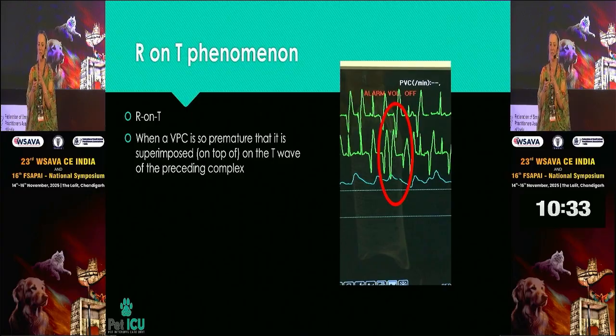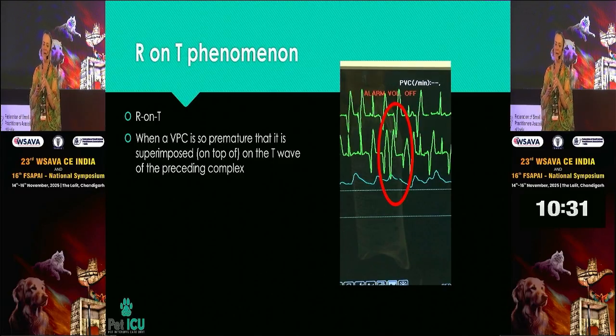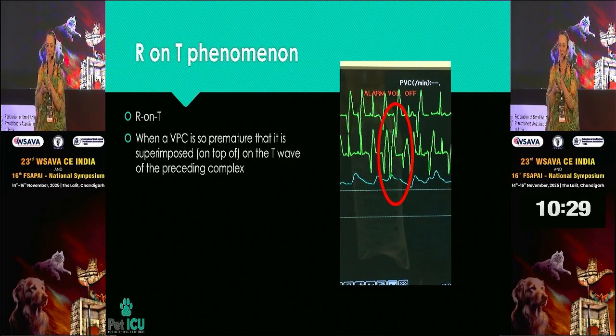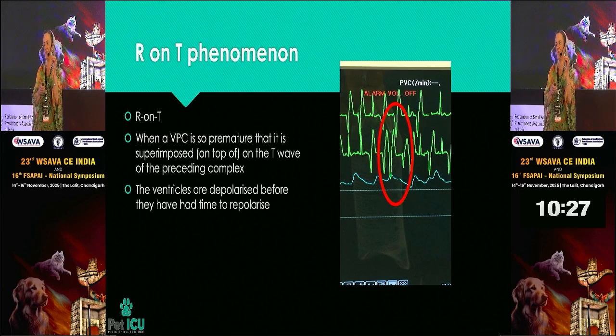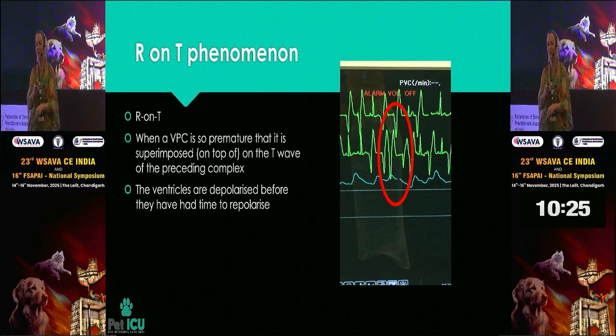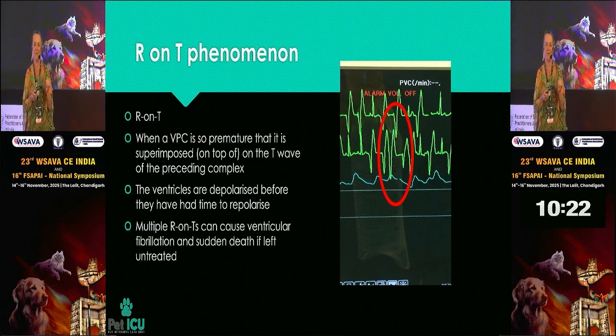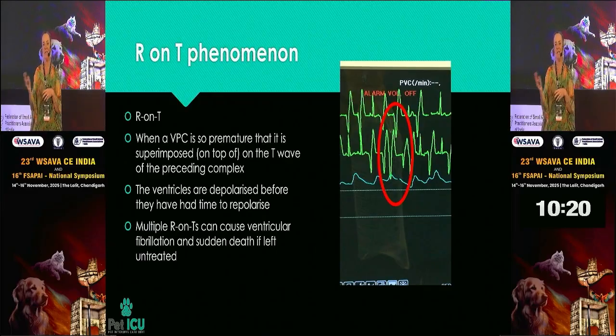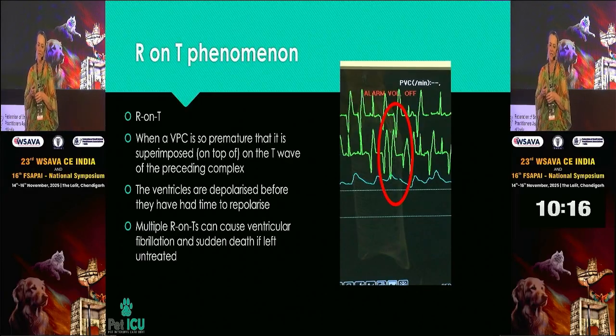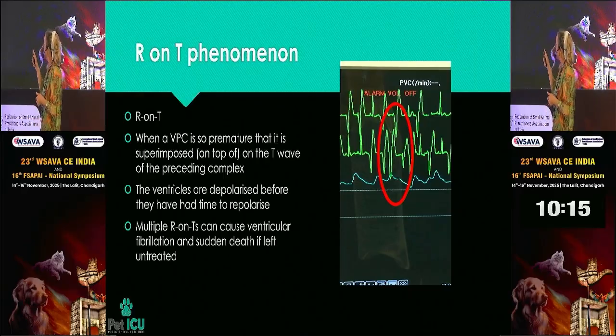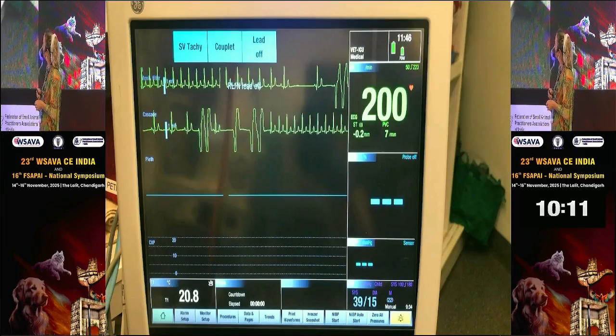So R on T is when you've got a VPC that has happened again so soon that it's almost superimposed on the other ones. So your T wave is almost on top, and you think the ventricles are trying to depolarize and repolarize at the same time, which can lead to fibrillation. So this is an indication to treat, even if you're only getting a couple of them. I'll show you a video.